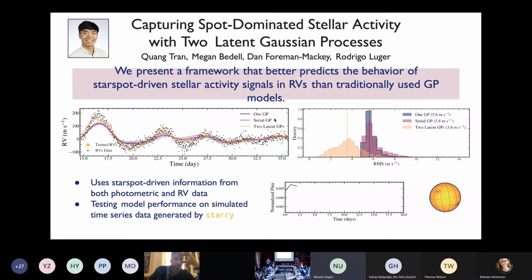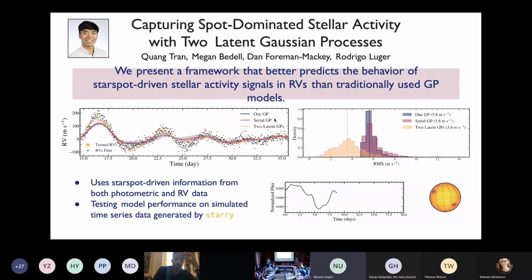Hi everyone, I'm Quang, a graduate student at the University of Texas at Austin, and I'm going to present just very quickly this poster that I've been doing with some of the CCA folks currently at this workshop on capturing the spot-dominated stellar activity in time series with a two-latent Gaussian process model.